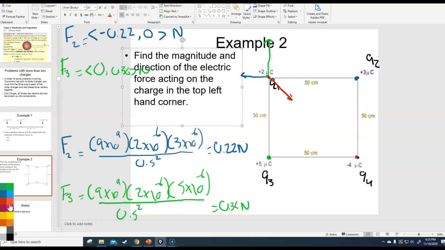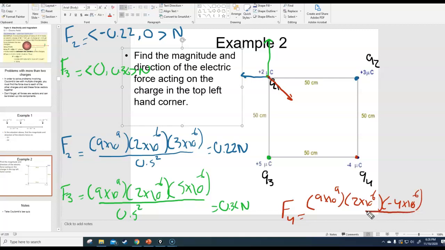And now I have one more to do. I'm going to call it F4. I'm going to find the electrical force between Q1 and Q4. The magnitude of that would be 9 times 10 to the 9, Q1 is 2 times 10 to the negative 6, and Q4 is negative 4 times 10 to the negative 6, although that negative sign doesn't do anything for me as far as the calculation goes.